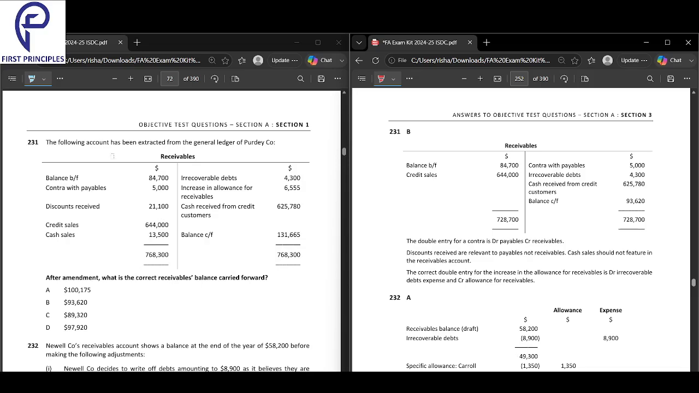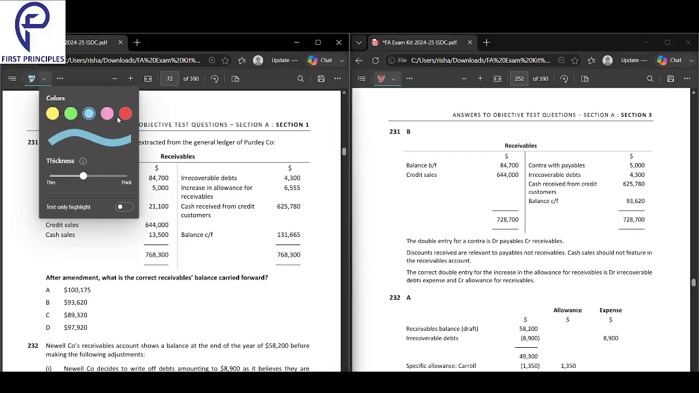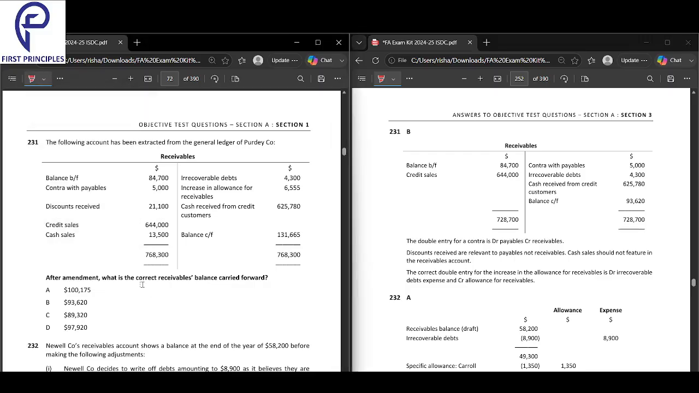So now you know what you have to calculate. What do you have to calculate? Closing receivables. Easy. Closing receivables you have to find out. So you can now visualize what you have to calculate.